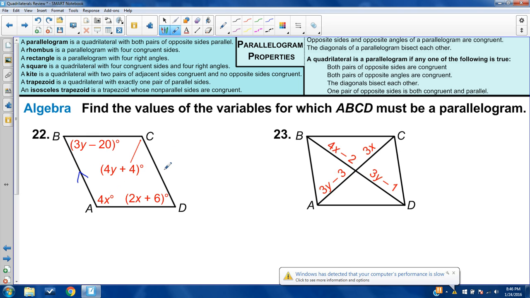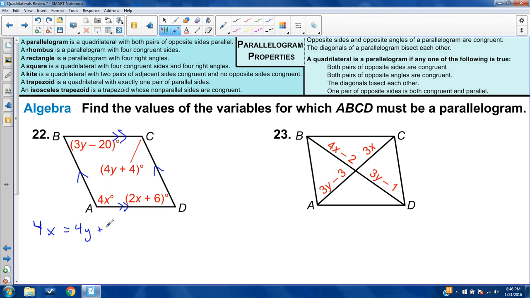So in this parallelogram, opposite sides are parallel, yes? Oh, you know what? Actually, I won't do that. What I was going to do was add these up, set them equal to 180. Add these up, set them equal to 180. You could. You probably should. But I'm going to practice something a little bit harder for you, where opposite angles are congruent. 4x and 4y plus 4 are the same thing. And then 2x plus 6 and 3y minus 20 are the same thing.